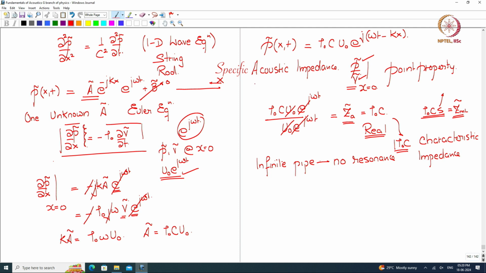Later on, as I said, we will look at radiation impedance, which is a surface property or integrated over a surface. We will see that later. Okay. So, that was the first case. Just to show you that everything is the same once we have this form.